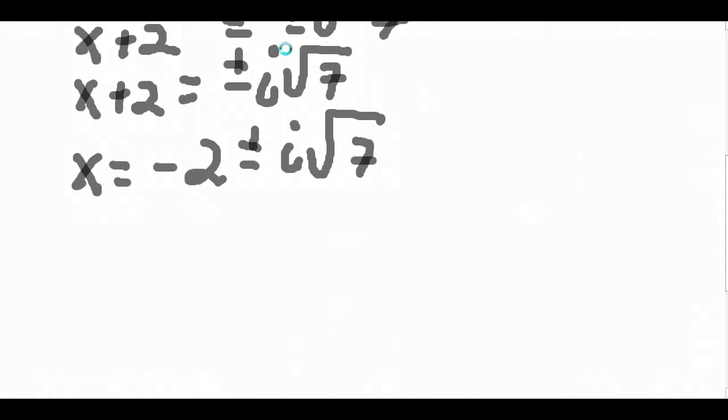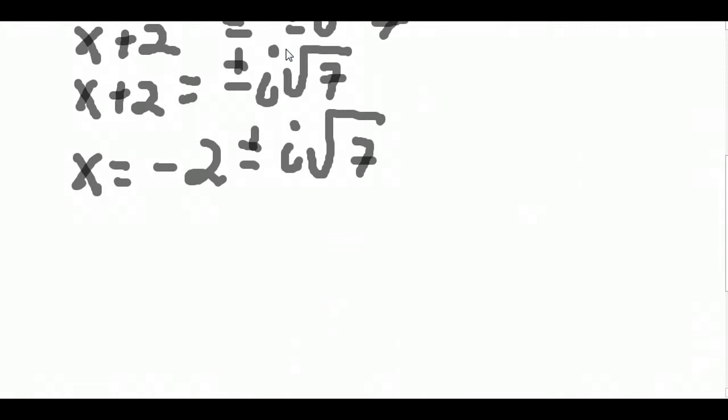So you get x plus 2 equals plus or minus i square root of 7. And then you move the 2 over and you get x equals negative 2 plus or minus i square root 7. Okay. Alright.